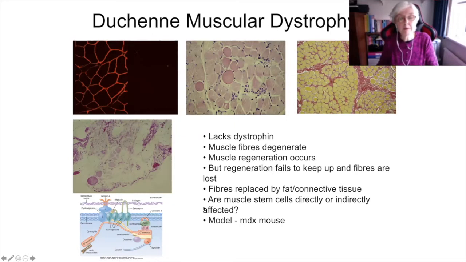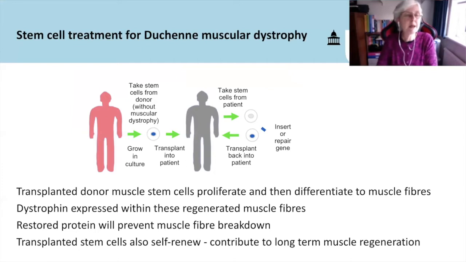And we are very lucky in that there's a naturally occurring mouse model, the MDX mouse, that also lacks dystrophin, that many of us have used in our research. The whole concept is quite simple. You can take cells from a donor, grow them in culture, and transplant them into a patient, or you can take the patient's own stem cells and then either insert or repair the defective gene and transplant them back.